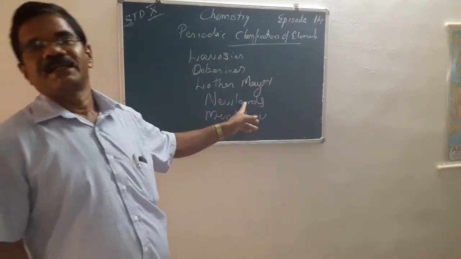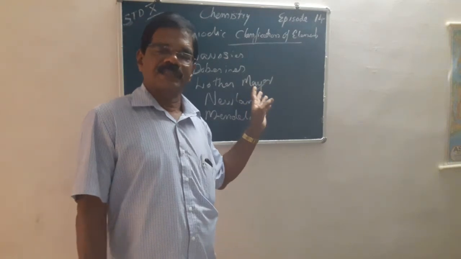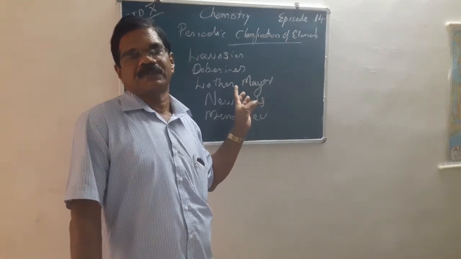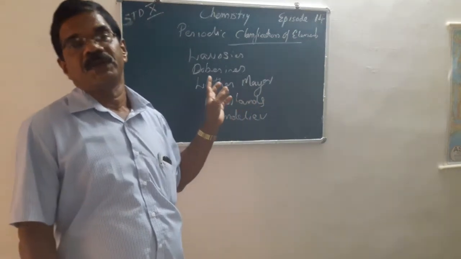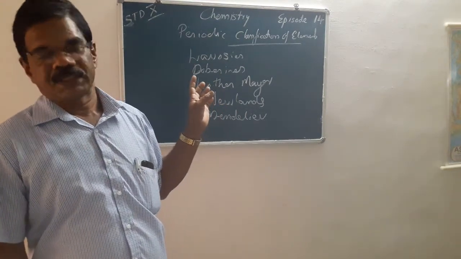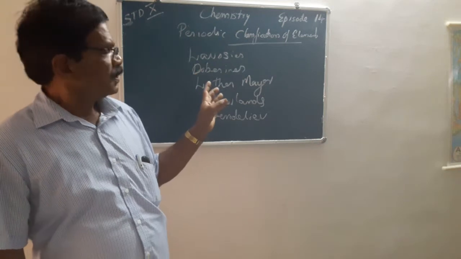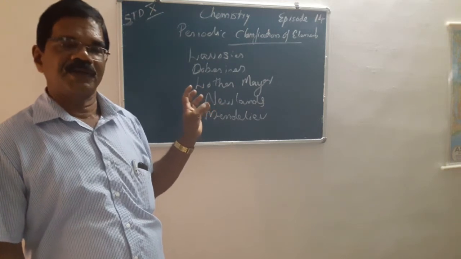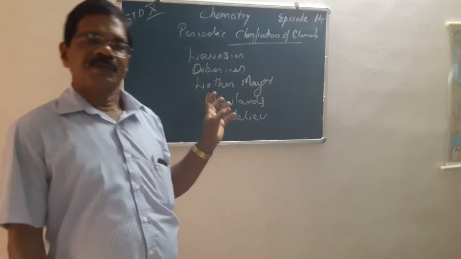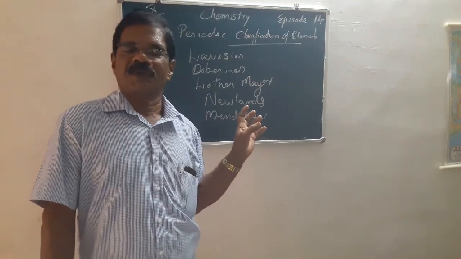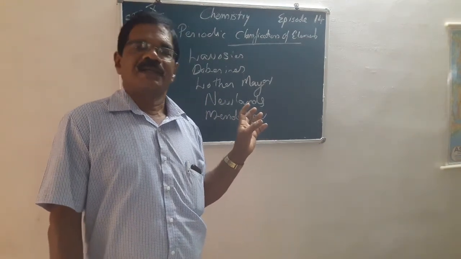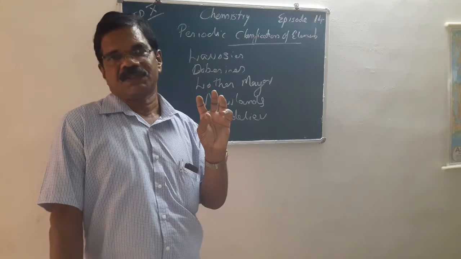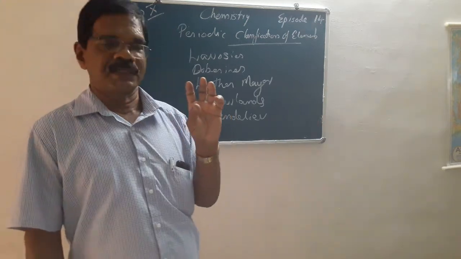Yet he could not make full success in his attempt. Newlands' law of octaves is applicable only to the elements up to the atomic number 20. From the 21st element onwards, he could not continue his attempt, or the rule does not follow from element 21 onwards. So the law of octaves is limited to the classification of a limited number of elements.